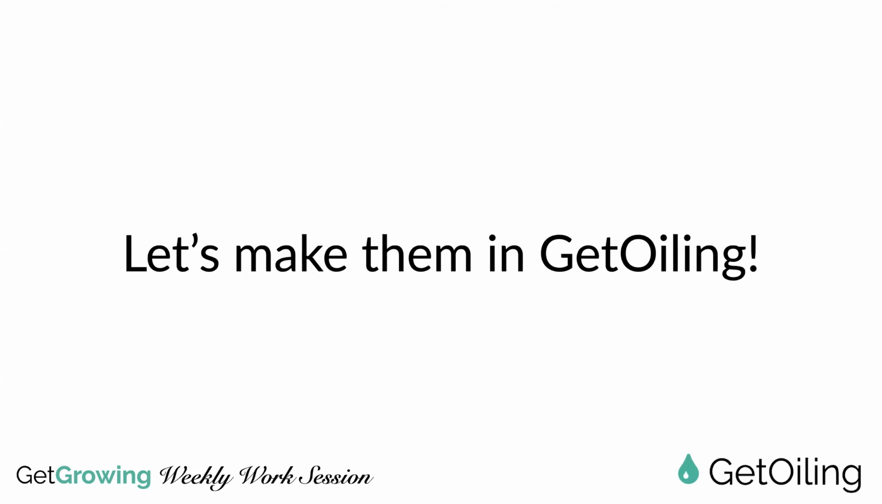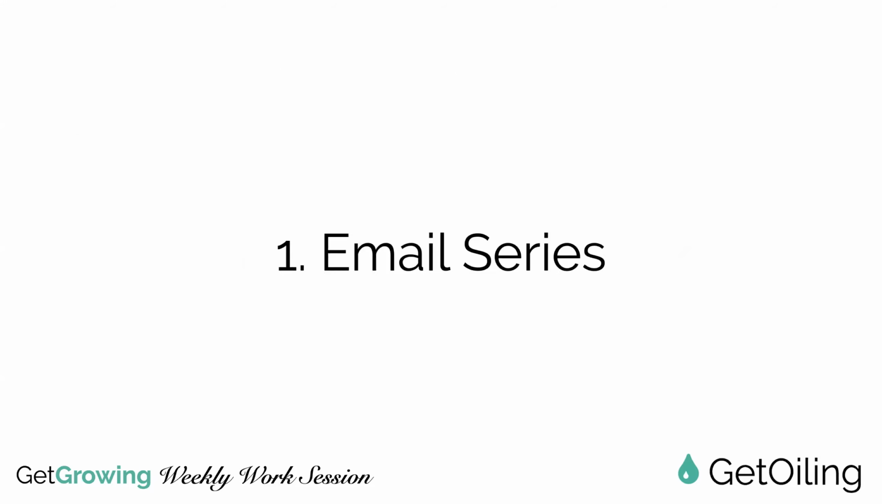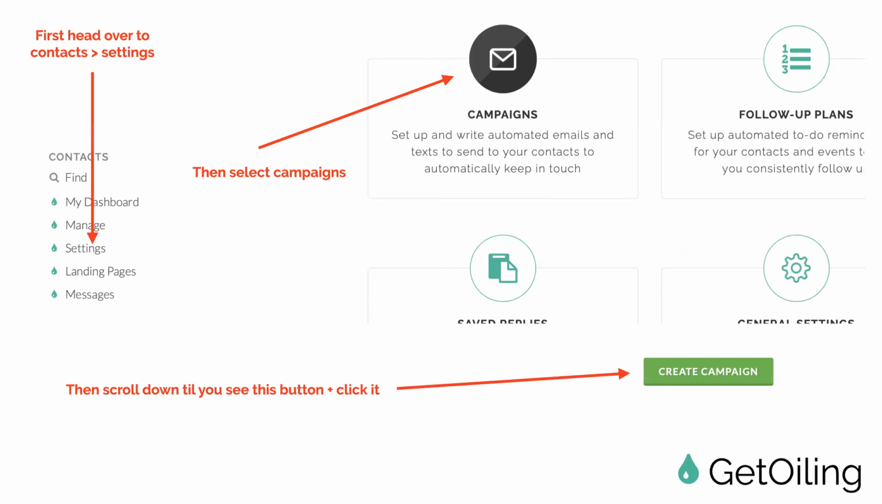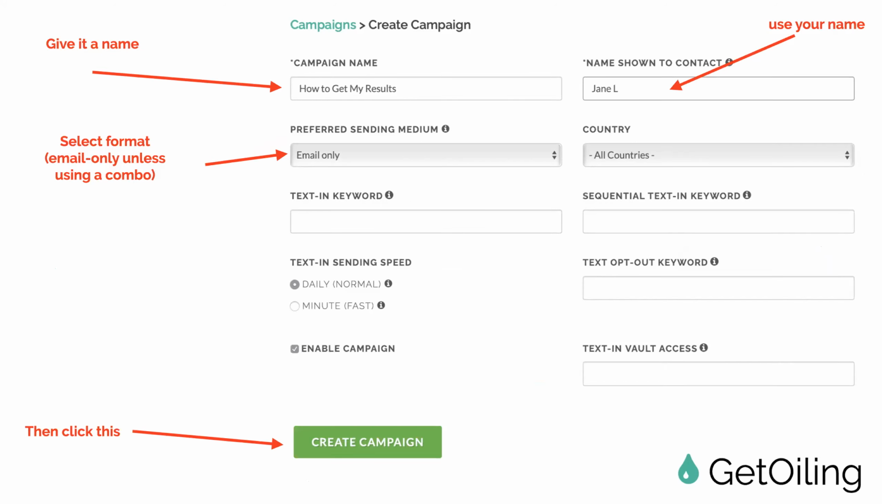All right, so let's talk about how we make these campaigns in GetOiling, starting with our email campaign. So under your contact settings menu, you're going to go over to campaigns and then scroll down till you see that little green button that says create campaign. Now for an email campaign, you're going to give it a name. You're going to use your name. If you are using an email only campaign, then select email only.